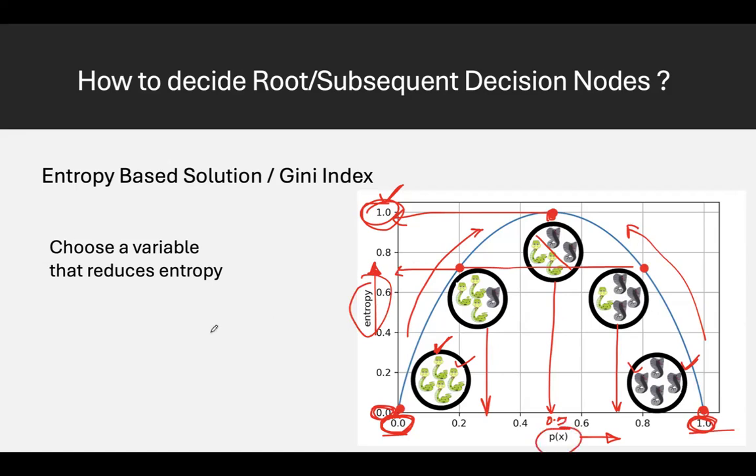The exact formulation for finding the entropy: we can represent entropy by H. Entropy is represented by a formula which is probability times log to the base 2 of the probability. So what do we have here? Probability times log of probability.